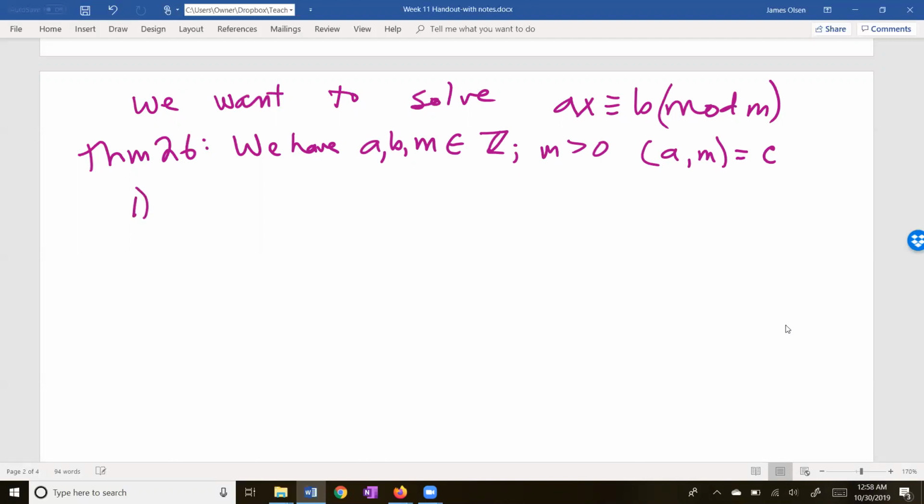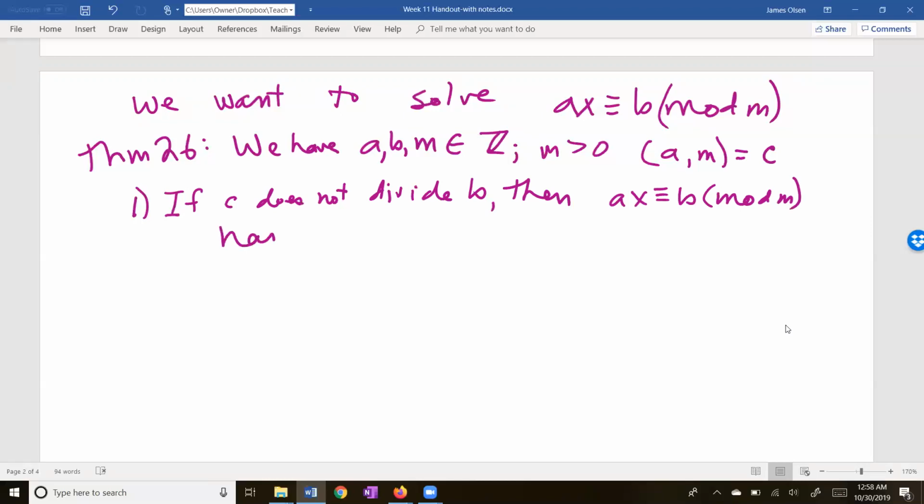So we have two cases. First of all, if C does not divide B, in other words, C does not divide evenly into B, then our congruence AX is congruent to B mod M has no solutions. I hope you're writing this down in your notes. It's one way to learn things is to write it down. There's a lot more mental activity going on when you write things down.